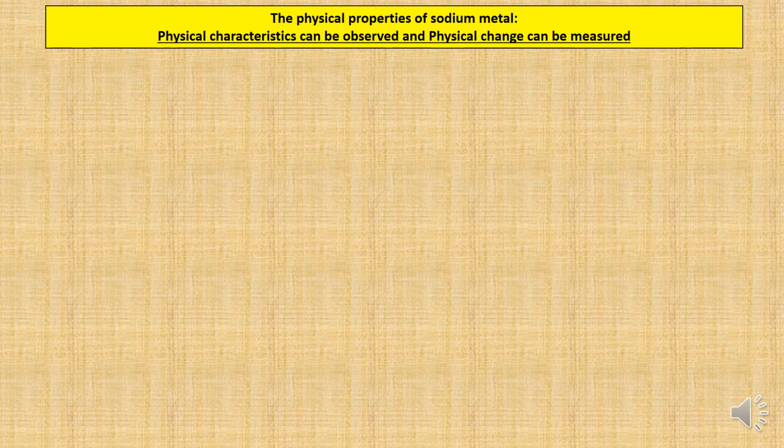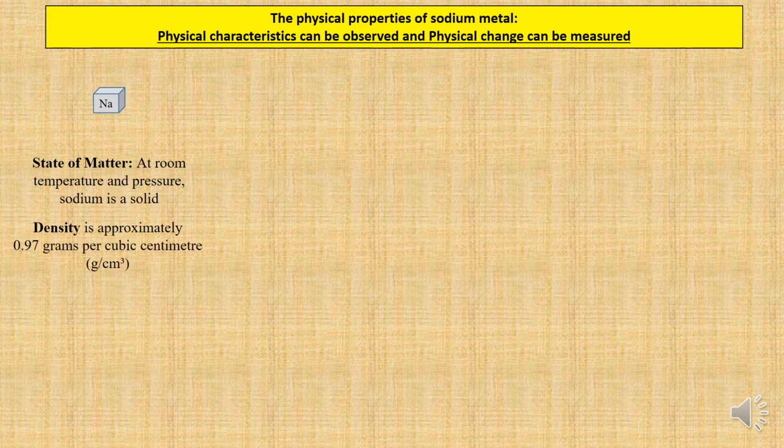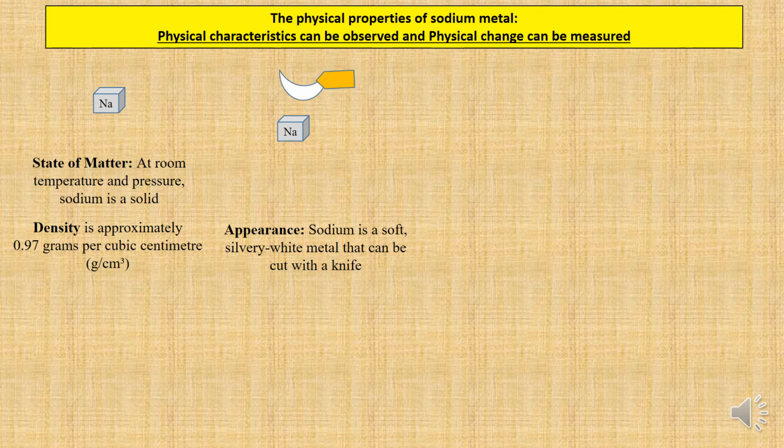So let us investigate the physical properties of sodium metal in detail. The physical characteristics of sodium metal can be observed, and its physical change when subjected to heating can also be measured. At room temperature and pressure, sodium metal is a solid. Its density is approximately 0.97 grams per cubic centimeter. Sodium is a soft, silvery white metal that can be cut with a knife.